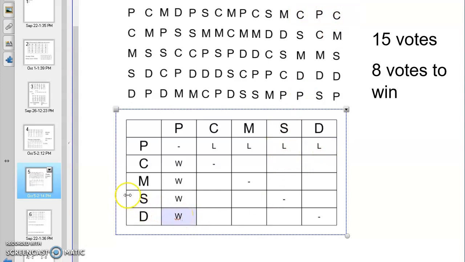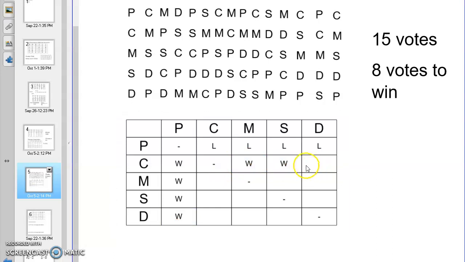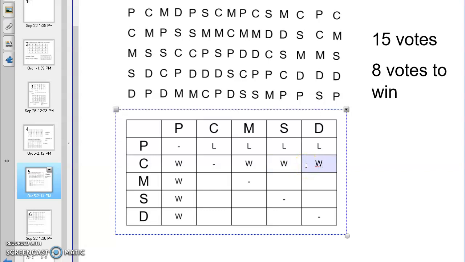And now I go through C. And what you'll notice is C is going to beat everyone, doing the same process. When M competes, M only loses to C, but M actually beats S and D. S loses to C, loses to M, but wins versus D. And you'll notice D loses to everybody, except for P.